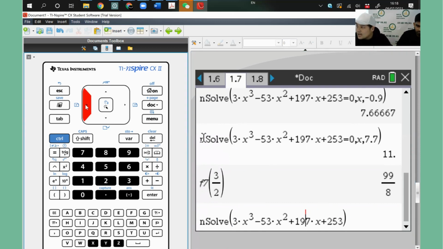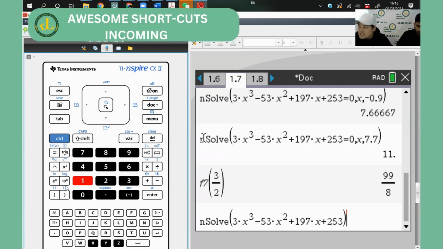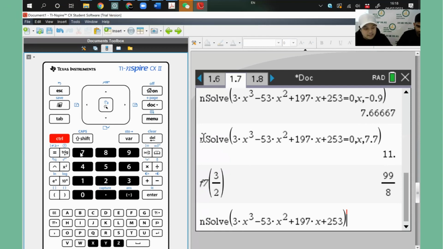So that's wasting time. Another shortcut, look here, okay? You can do Control-7. Can you see the cursor jump to the front? And Control-1, you can see it jump to the back. Use the shortcut on the keyboard. Control-7, it jumps to the front. Control-1, it jumps to the back. So it saves you some time. You want to change something, I don't want N, I just want solve, or I don't want 3. Control-1, jump to the back. You need to get used to this, yeah?